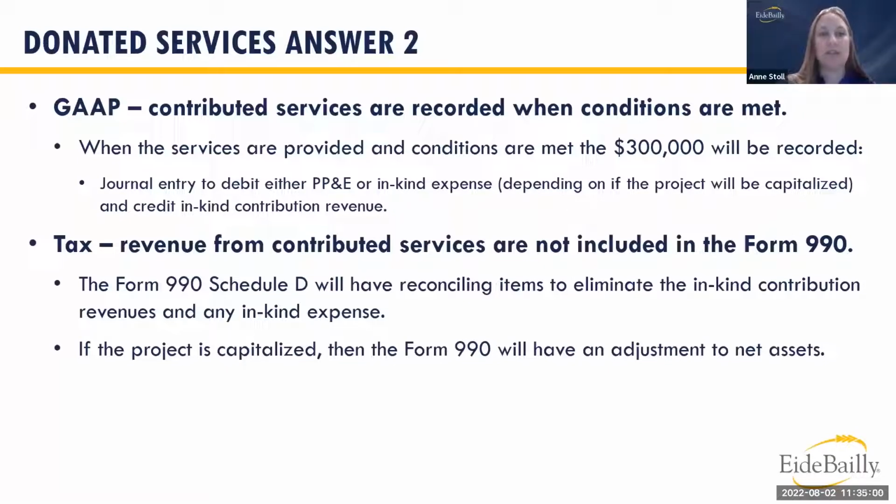For tax purposes, the revenue from the contributed services is not included on the Form 990. And depending upon if the project is capitalized or not, the expense would not be included on the Form 990. So if you are completing the Schedule D, the Form 990 Schedule D would have a reconciling item to eliminate both the in-kind contribution and the in-kind expense. If the project is being capitalized, then the Form 990 would have an adjustment to net assets to account for the non-recognition of the revenue and expenses.